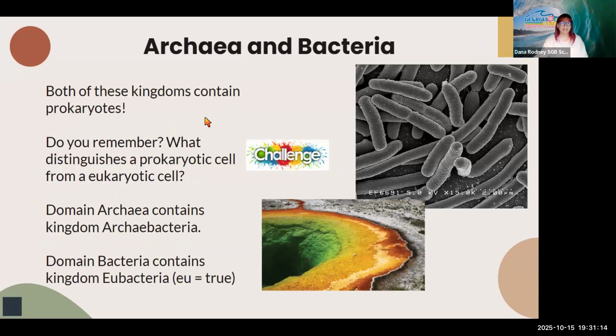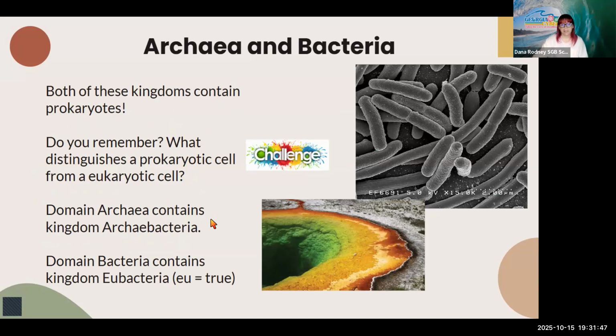So, archaea and bacteria, if you guessed that those were our prokaryotes, you were correct. Those kingdoms are prokaryotic only. So, remember, what distinguishes a prokaryotic cell from a eukaryotic cell? Think about it for a minute. If you said a nucleus and membrane-bound organelles, you are correct. Remember that prokaryotes do not have a nucleus and they do not have any membrane-bound organelles.